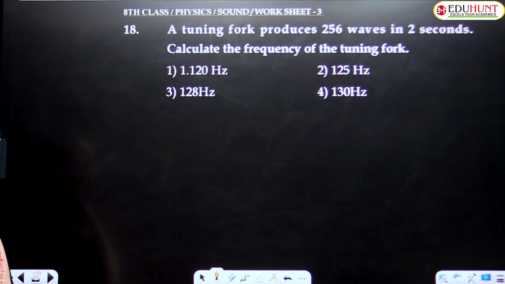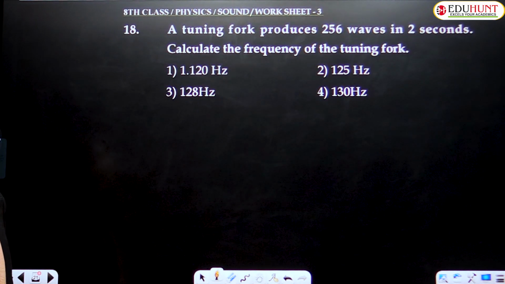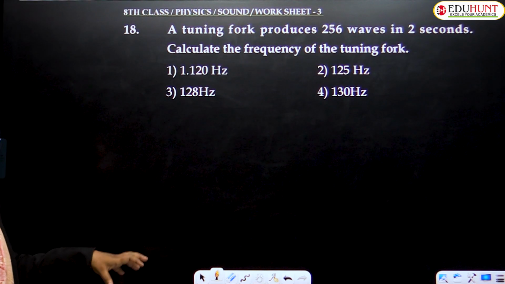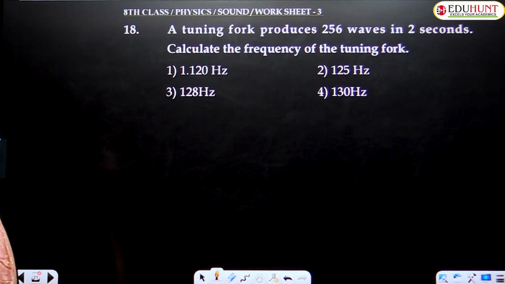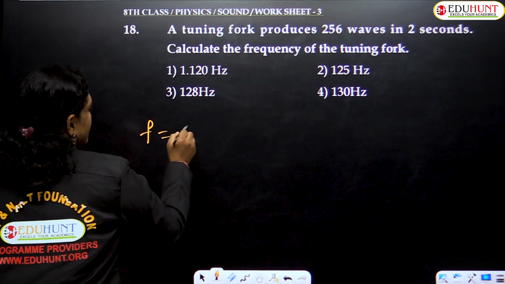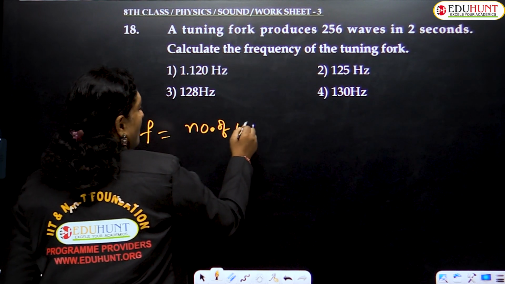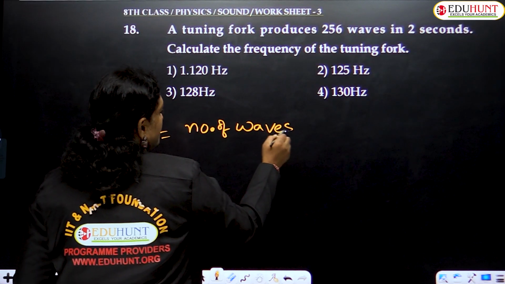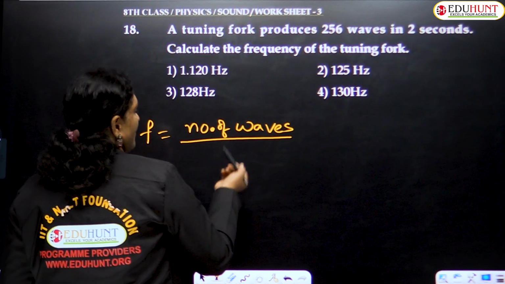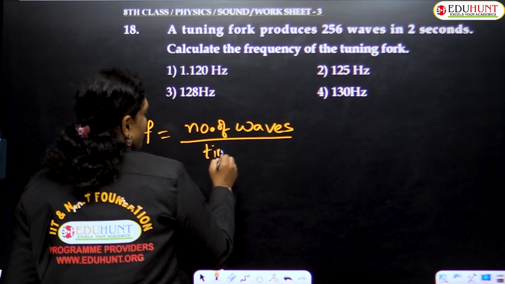Well, the next question, 18th question: a tuning fork produces 256 waves in 2 seconds. So what is given, children, here? The number of waves was given and time was also given. What are you asked to find out? Frequency. Children, we know that frequency is defined as number of waves per second, number of vibrations per second, or number of cycles per second. So number of vibrations per second or per 2 seconds time period.